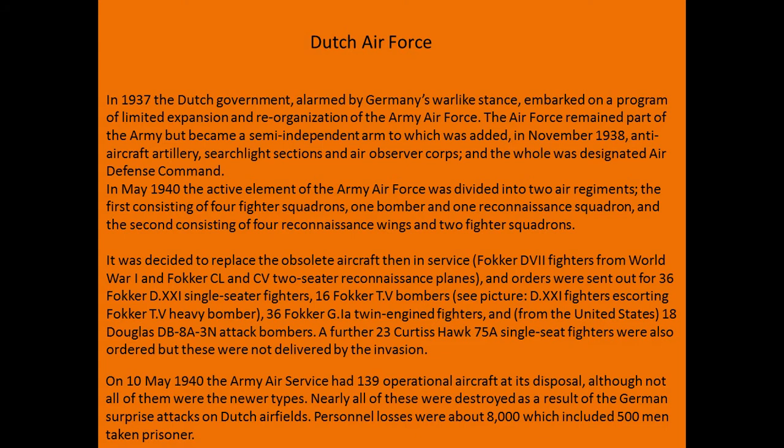See the picture of the D-21 fighters escorting Fokker heavy bombers. There are some more pictures. I might have them. I might not. I'm not sure.